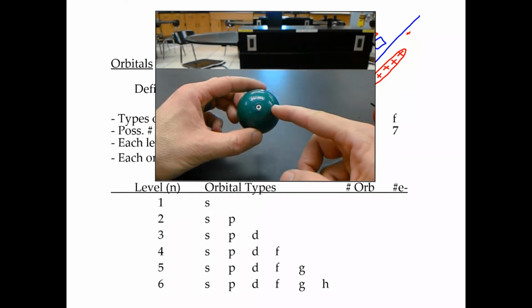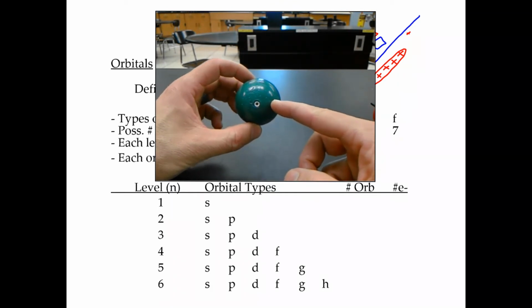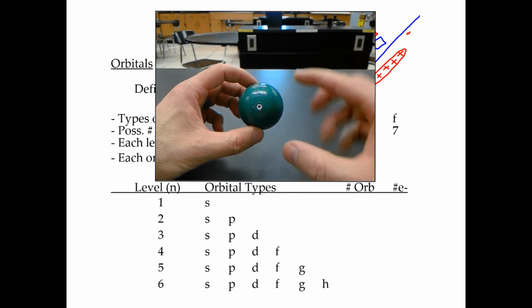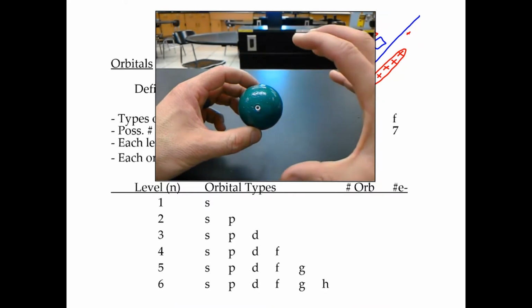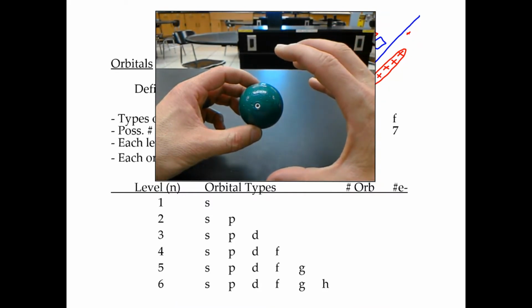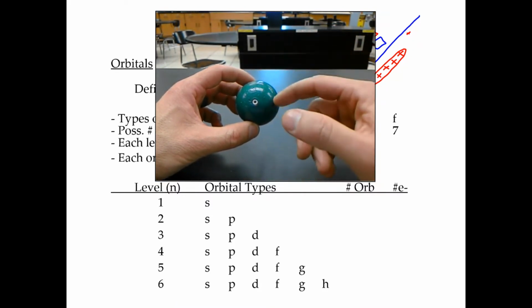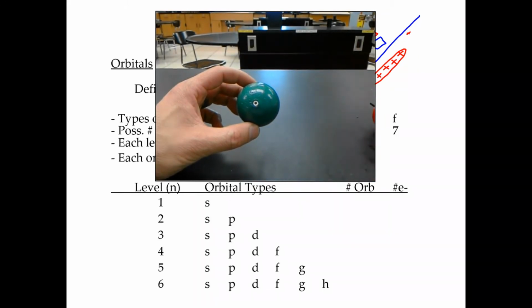Let's say this represents a 1s. Okay, this is about the size of a golf ball. Then a 2s, let's say, would be the size of a tennis ball. And then a 3s would be the size, let's say, of a softball. And they would just get larger and larger, but they would have this shape of an s orbital.